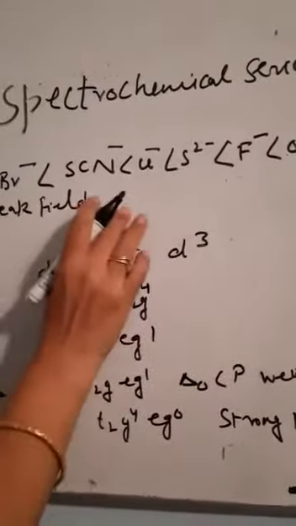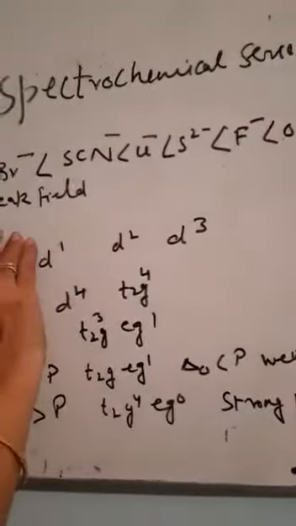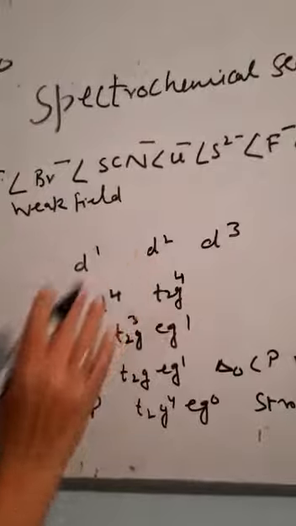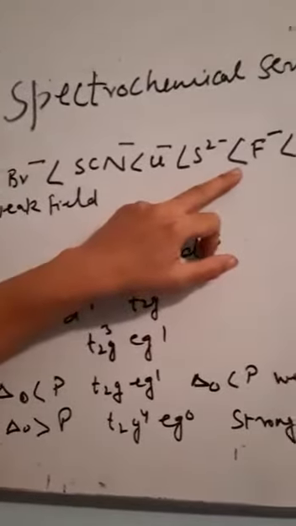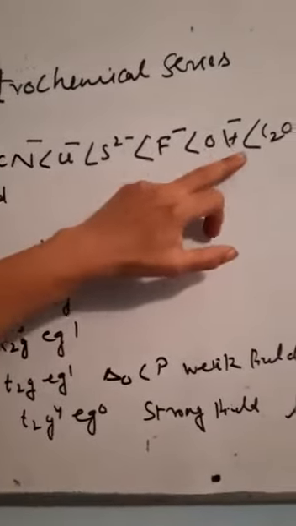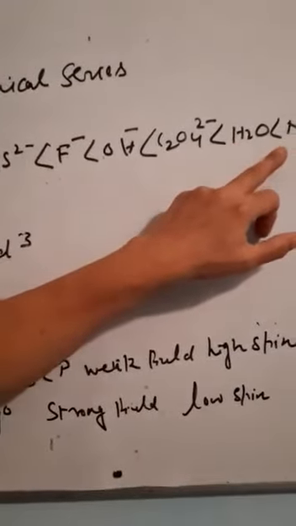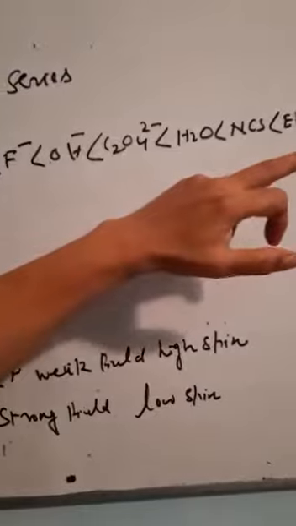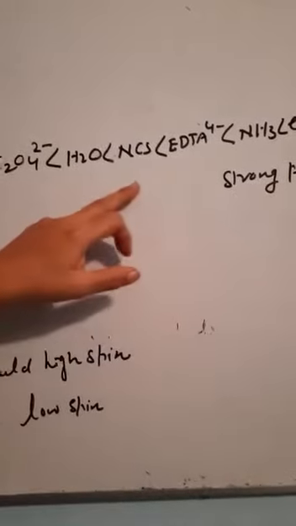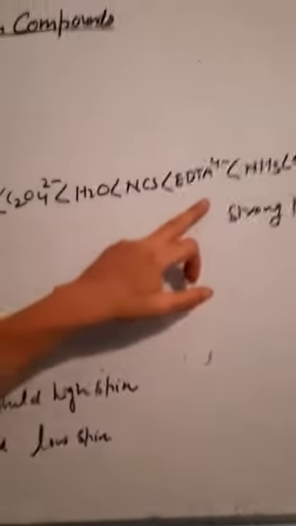These are weak field ligands. They produce a weak electrical field. Then F⁻, OH⁻, C2O4²⁻, H2O, NCS⁻, EDTA, ammonia, then CN⁻, then CO. These produce a strong field.